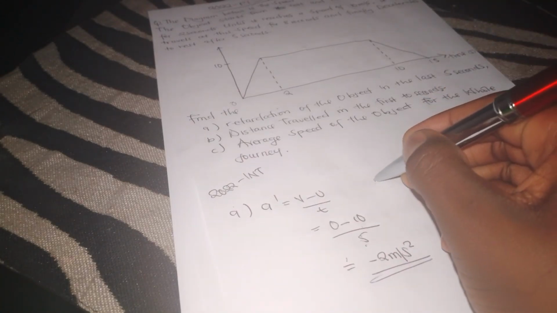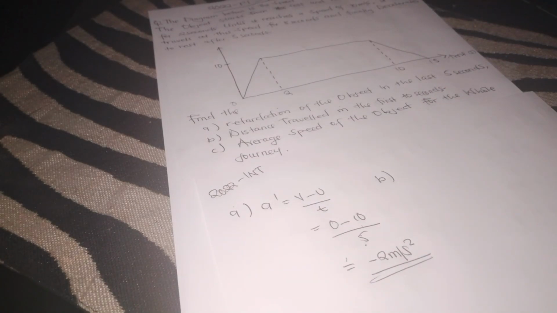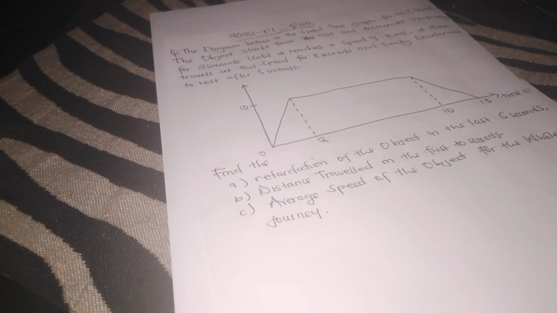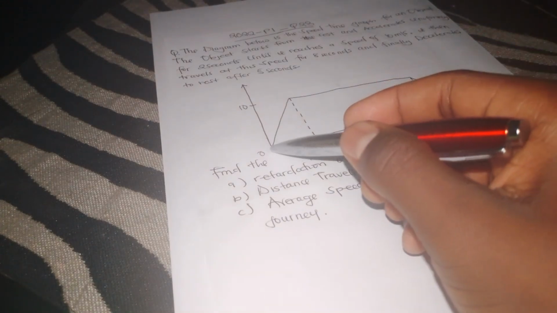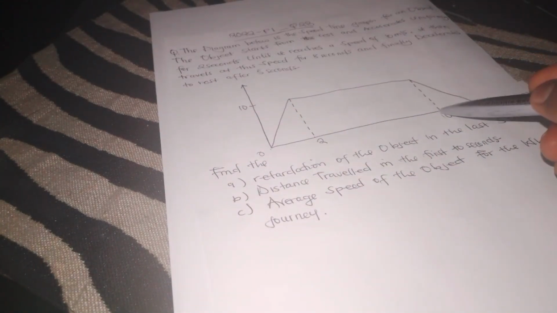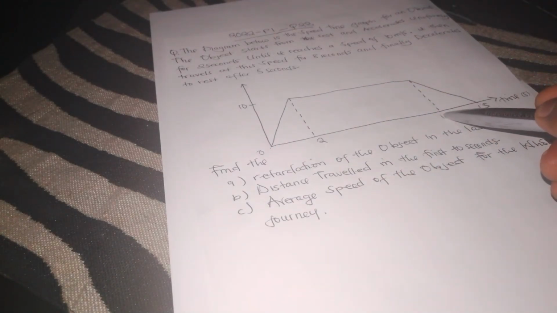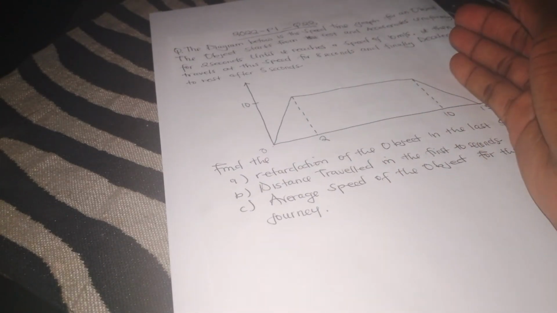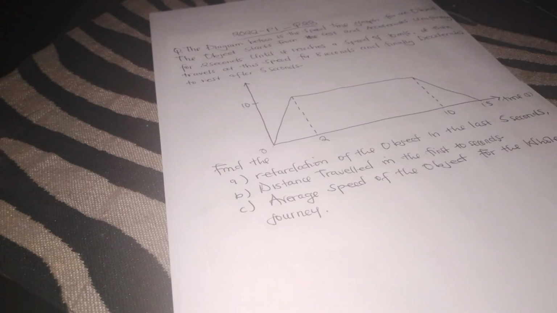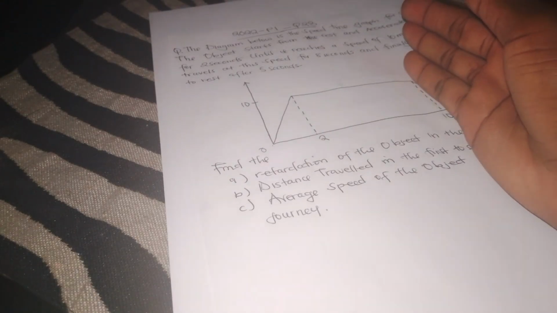Let's quickly go to question B. Question B is saying find the distance traveled in the first 10 seconds. So in the first 10 seconds, we are talking about this distance from here to there, except on this part. Okay, so when we remove this part, we are still remaining with the trapezium.